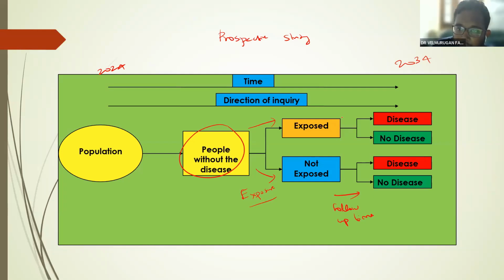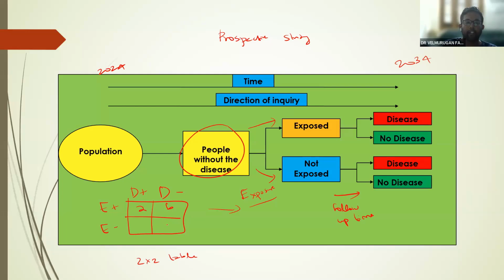Then after the follow-up time, we have 4 groups: disease, not disease, disease, not disease. Among the exposed, we have 2 groups. Among the not exposed, 2 groups. So we are forming a 2x2 table. Disease plus, disease minus, exposure plus, exposure minus. Always we write from left to right, A, B, C, D. This is how we form a 2x2 table.